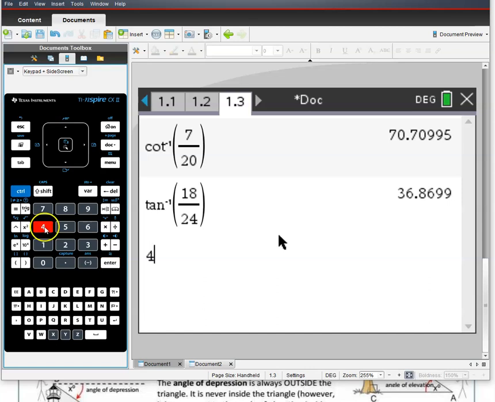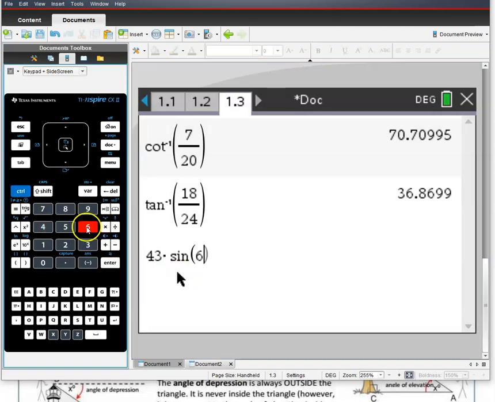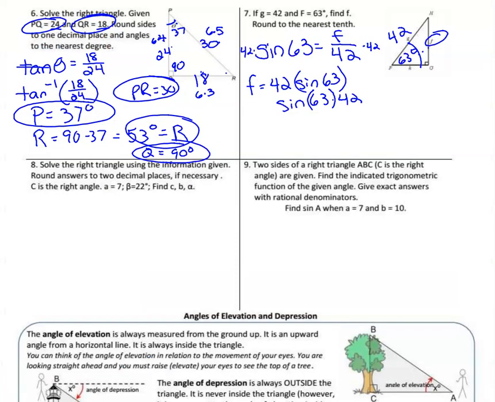Make sure I type that right. No, 42 times sine of 63. I got my numbers backwards, sorry. 42 times sine of 63. And that is 37.4. And what did it say to round to? Round to the nearest tenth. So F is 37.4 units.